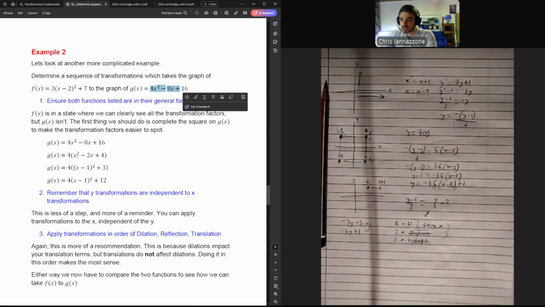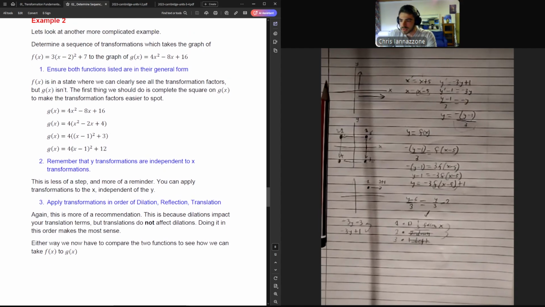So the recommendation is to complete the square. And so all I'm doing here is completing the square on g of x so that it becomes a turning point form. Now when you compare the two things together, you can see, well, okay, I got this thing, I got this thing. I can see this one has a horizontal translation of 2 to the right. This one has a horizontal translation of 1 to the right. This one's vertical 7, this one's vertical 12. This one's dilation 3, this one's dilation 4, along the y or from the x.